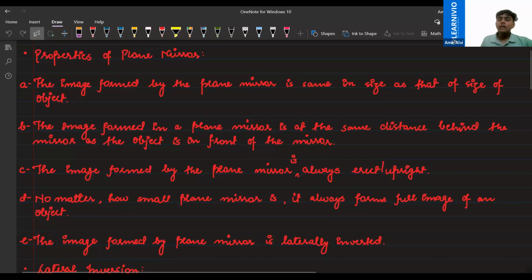Next, the plane mirror always forms upright and erect images. Like, what does that mean, sir? Can you explain a bit? Erect means upright, like this. If the image is virtual, it would be like this. Clear, Inan?